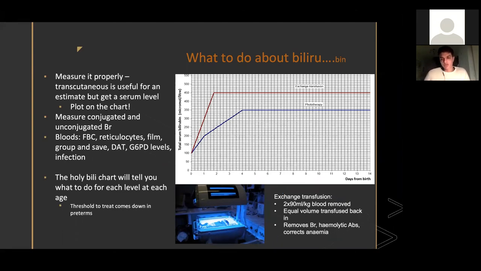This removes the bilirubin. It removes the antibodies. It's maybe causing hemolysis, and it corrects your anemia if you've got a hemolytic anemia, okay? So that's a much more drastic option. So those are your two treatments and when you treat for bilirubin.